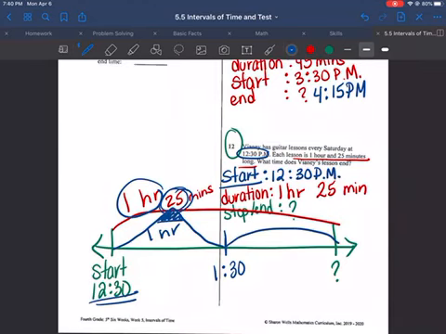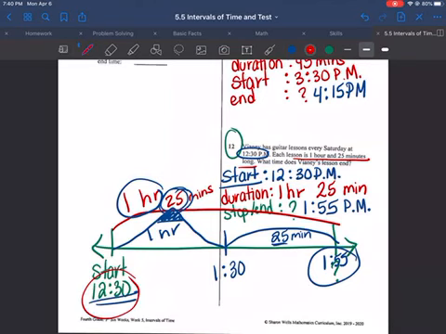But I'm still missing those 25 minutes. So I'm going to jump those 25 minutes. So if I'm at 1:30 and I add 25, I would end up at 1:55. So my end time is 1:55 p.m. Let me go ahead and prove it by adding.